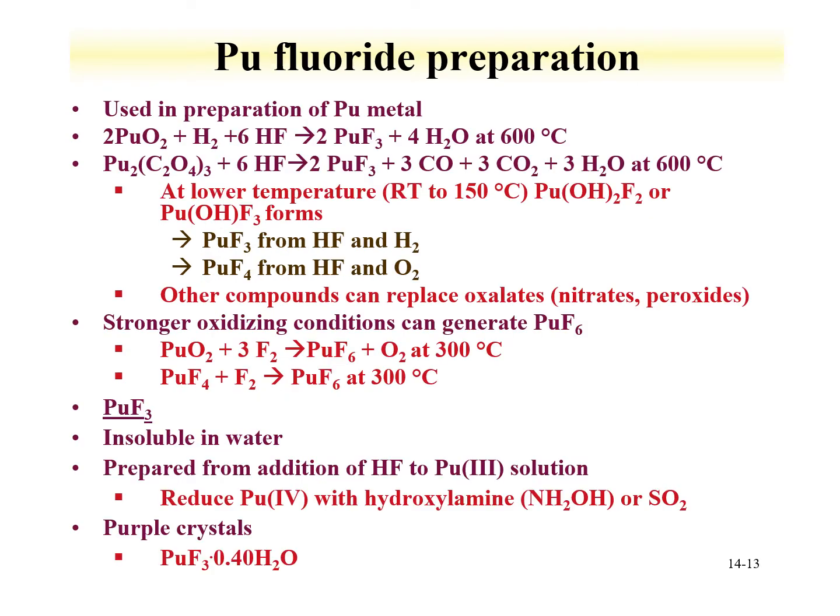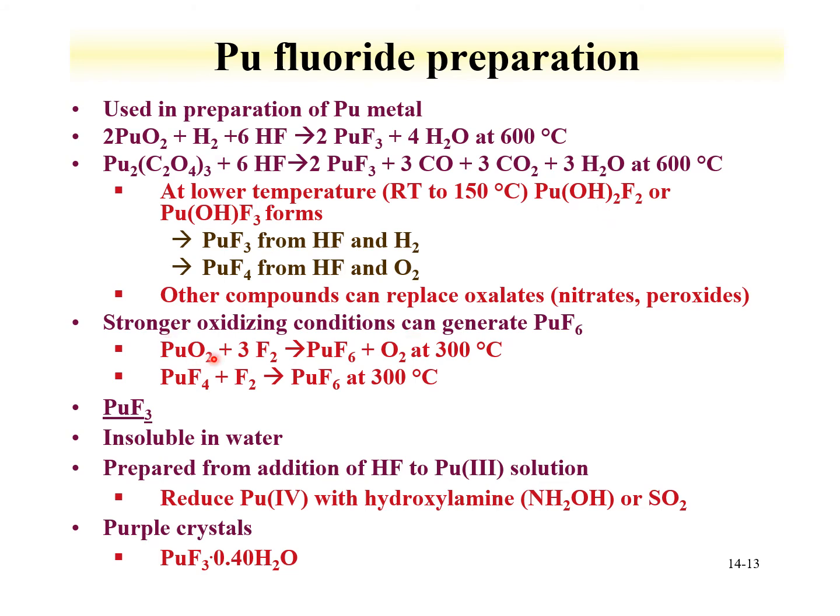Plutonium fluorides are also important compounds for the nuclear fuel cycle, particularly in the preparation of plutonium metal. Here's a reaction for making the trifluoride with the dioxide, hydrogen, and HF. And if you use the oxalate precipitate with HF, you can also get to the trifluoride. At lower temperature, hydroxide fluorides of different stoichiometries can be formed.